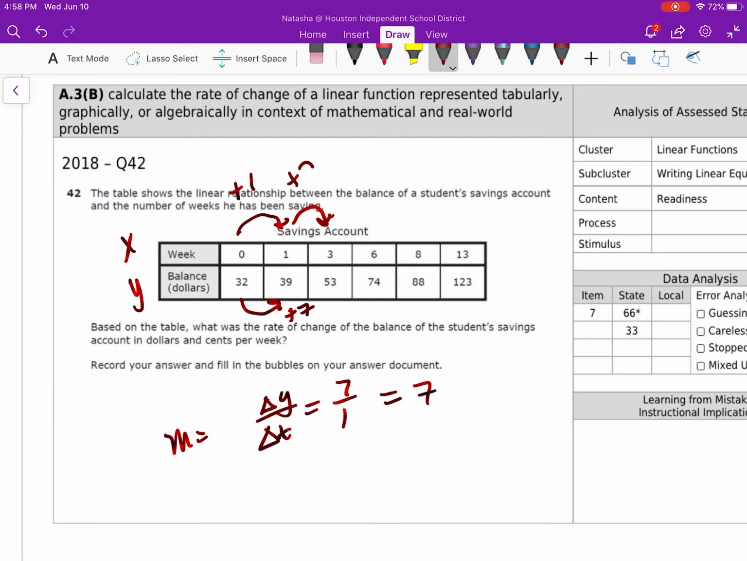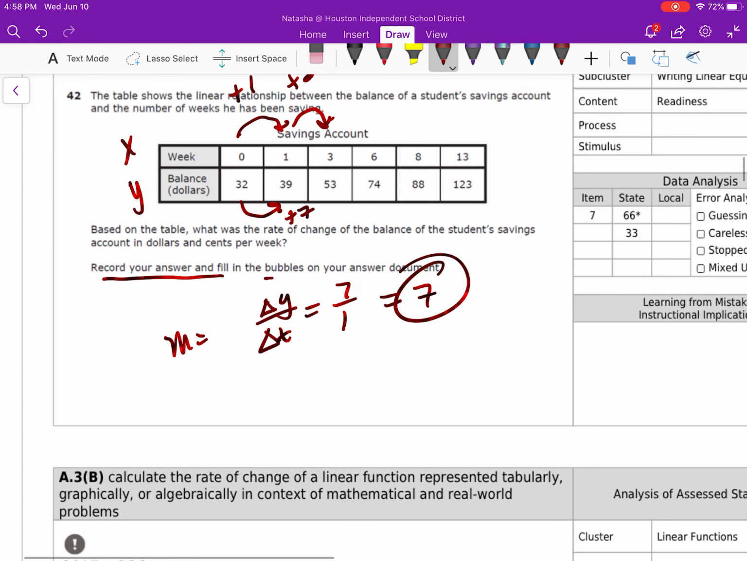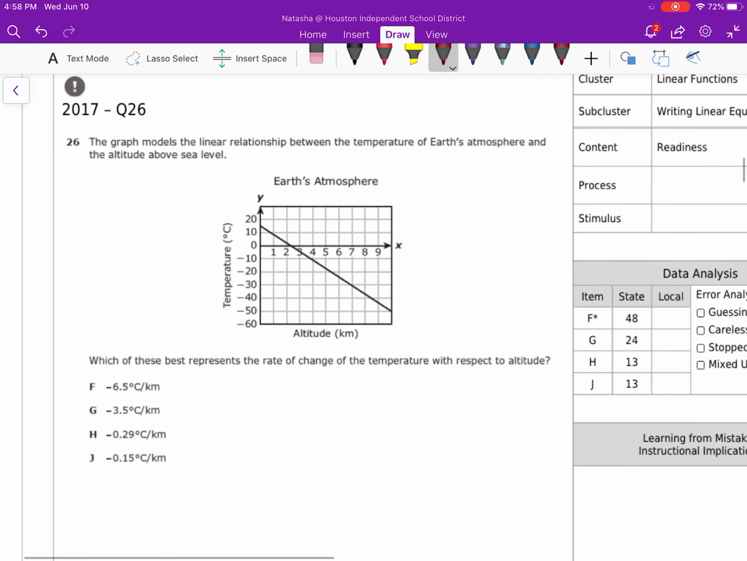Let's double check. From 1 to 3, I'm adding 2. From 39 to 53, I'm adding 14. Well, 14 divided by 2 is 7. So it does work all the way through, so our rate of change is 7. You would record your answer and fill in the bubbles on your answer sheet.